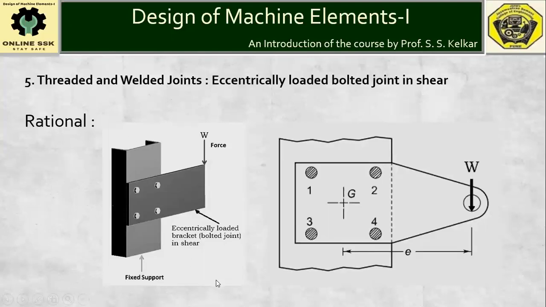Now, you can see in the figure that a plate or a bracket is attached to a fixed support with the help of four bolts. And the bracket or the plate is applied with a load W, which is eccentric. Why eccentric? Because the line of action of the force is away from the CG of the bolted system.